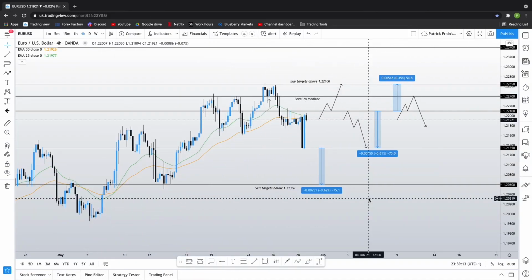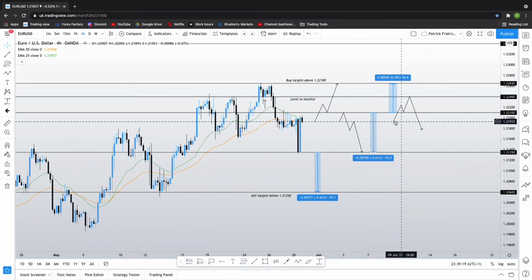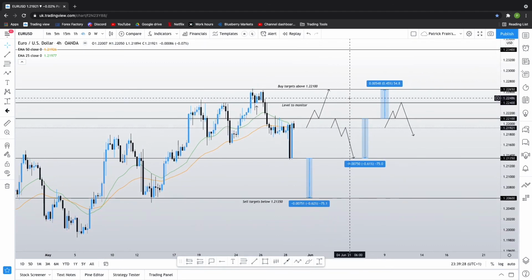Moving over to our final pair guys, EUR/USD on the 4-hour time frame. Our first key level we will be looking at is 1.22100, which is currently acting as resistance. If we do break through this level, I will be looking for a break and retest, and then buys up at 1.22650, which is around 54 pips.